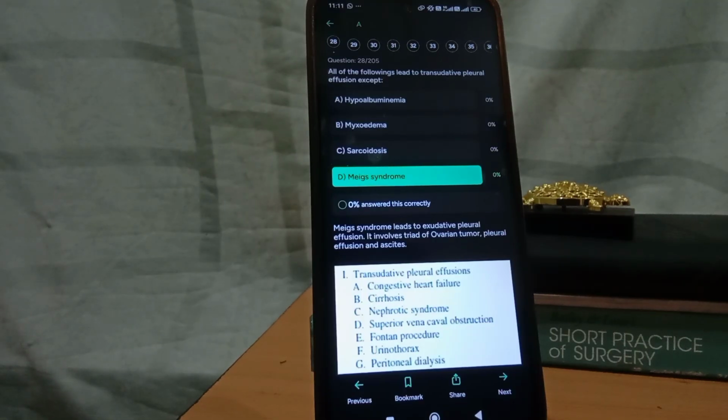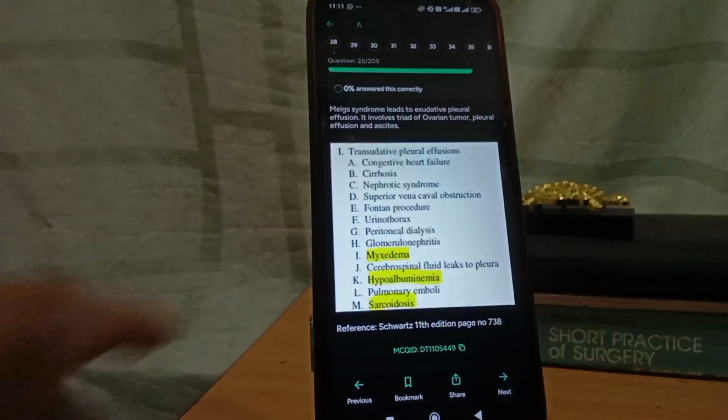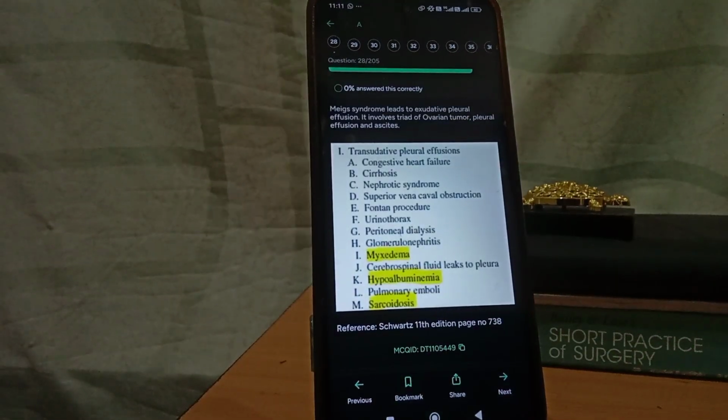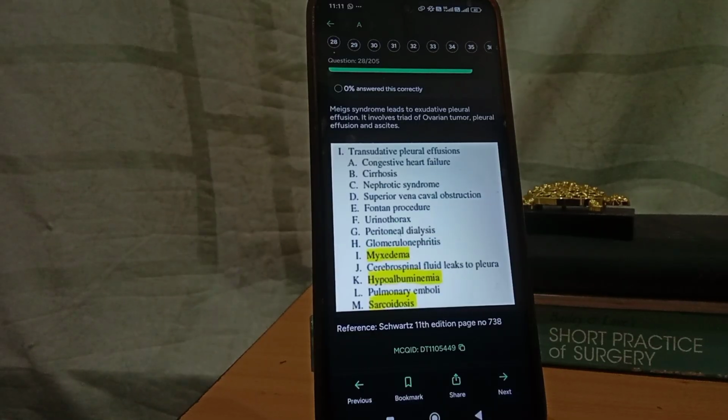Transudative pleural effusion includes congestive cardiac failure, cirrhosis, nephrotic syndrome, superior vena cava obstruction, Fontan syndrome, urinothorax, and peritoneal dialysis. Then glomerulonephritis, myxedema, hypoalbuminemia, sarcoidosis, cerebrospinal fluid leaks to pleura, and pulmonary emboli.